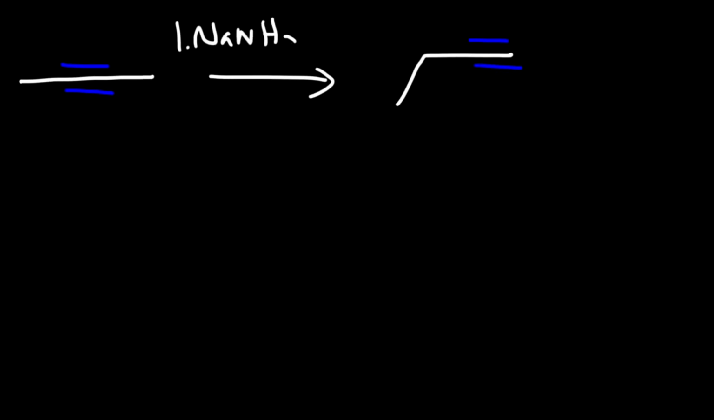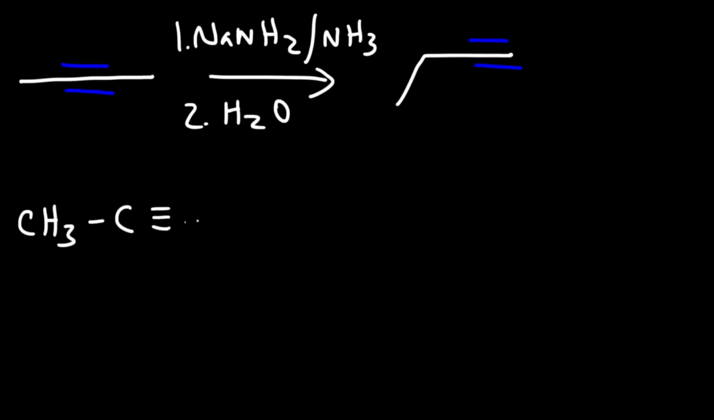Now here's another mechanism problem for you. How can we convert this internal alkyne into a terminal alkyne? Using sodium amide and ammonia followed by water. Go ahead and propose a mechanism. So I'm going to draw 2-butyne like this. And I'm going to show these carbon hydrogen bonds.